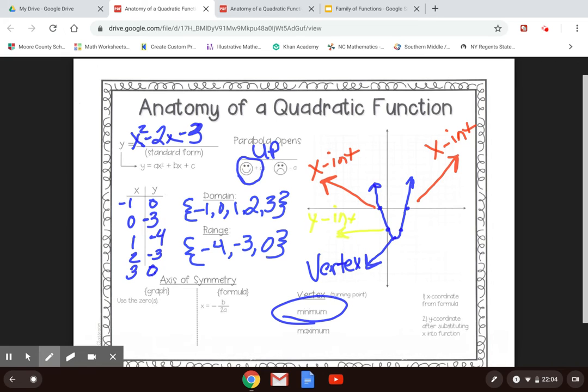Okay, so that's the anatomy of a quadratic function. And that there is a positive quadratic function and the parabola opens up. So what I want you to do next is, if you need to, pause the video so you can get all of this down. If not, let's go over to the next page.